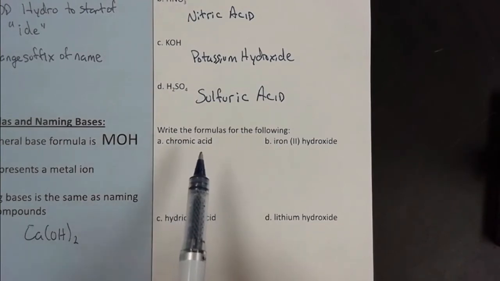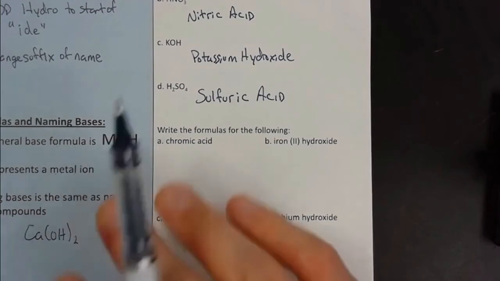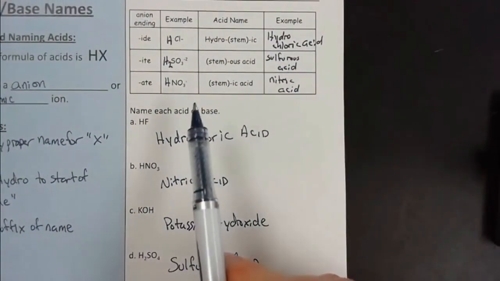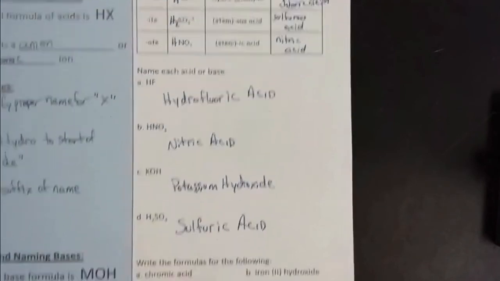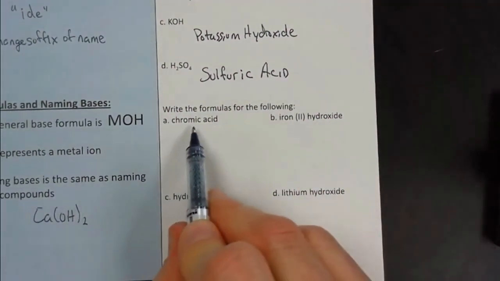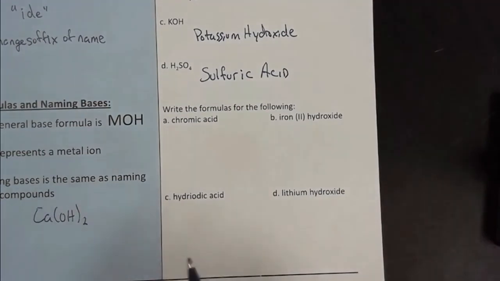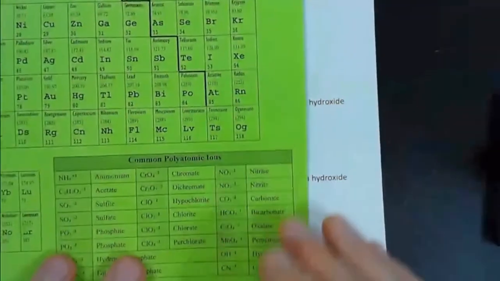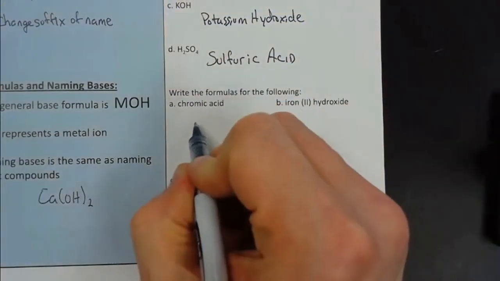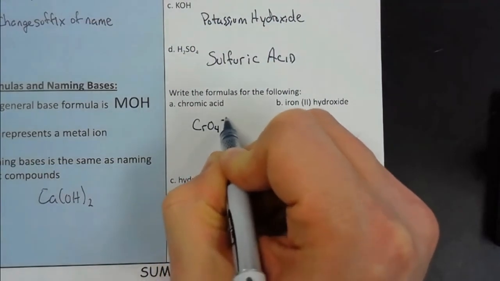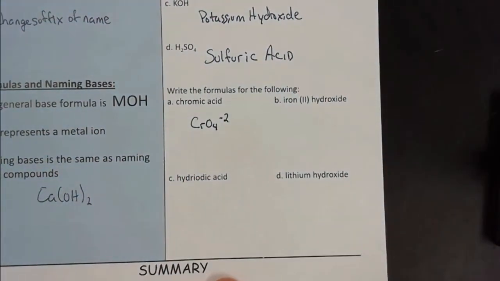We've got chromic acid. So there's no hydro and it ends in ic. Well, that's the pattern that we used for any nonmetal ion or polyatomic ion that ends in ate. So really what we are looking for is the chromate ion. And so if we go to our periodic table and we identify chromate on the periodic table, that's CrO4 with a -2 charge. So this is really CrO4 -2 as the polyatomic in that acid.